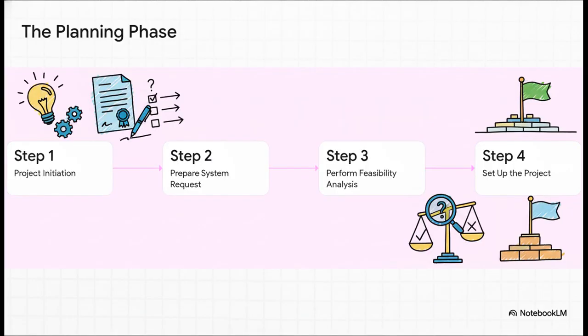So, how do they answer that question? Well, the team kicks things off by officially starting the project and putting together what's called a system request. This basically forces the person who wants the project to get really clear about their vision. And then comes a super important reality check, the feasibility analysis. This happens before anyone gets the green light to spend big money.